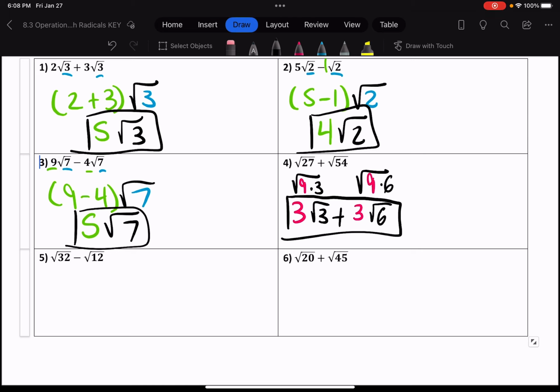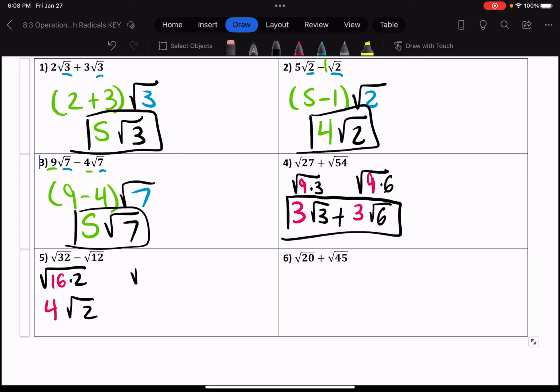All right, we've got 2 more problems. My first problem, number 5, is the square root of 32 minus the square root of 12. So let's see if we can do some simplifying. Looking at the square root of 32, I know the largest perfect square that goes into 32 is 16. And that's going to be 16 times 2, which is going to simplify. I know the square root of 16 is 4. So that's going to be 4 square root of 2.